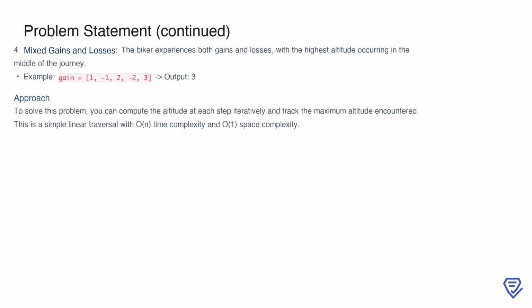To solve this problem efficiently, you can iterate through the gain array, calculate the current altitude at each step, and track the maximum altitude encountered. This approach runs in O(n) time and uses O(1) space, making it both simple and efficient.